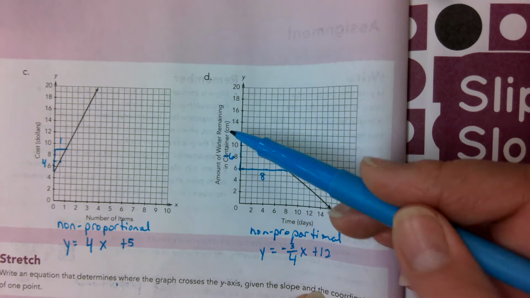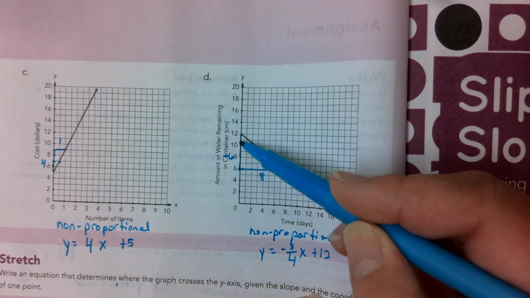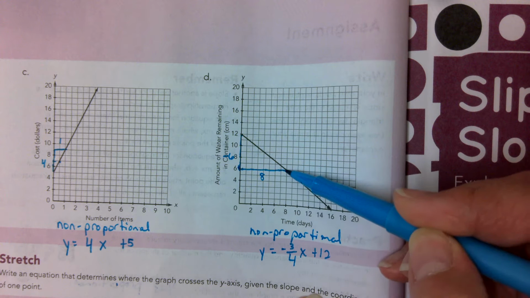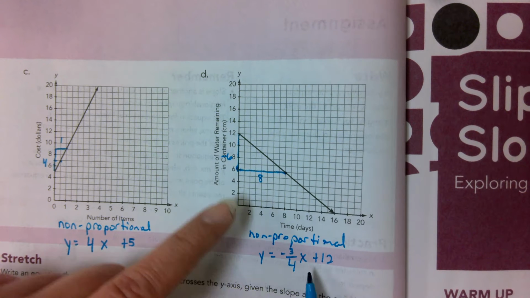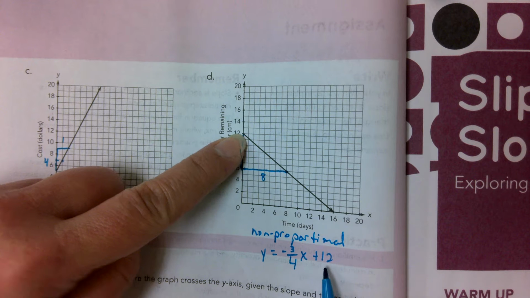The next one here is a negative slope. So we're going down 6 over 8, simplifies to 3/4. Y equals negative 3/4 x. And then the y-intercept is 12, plus 12.